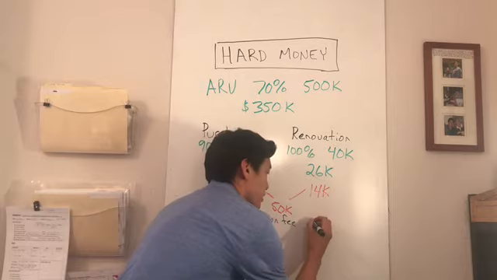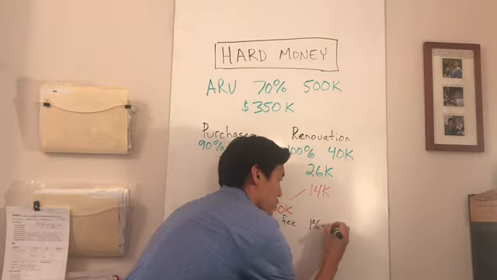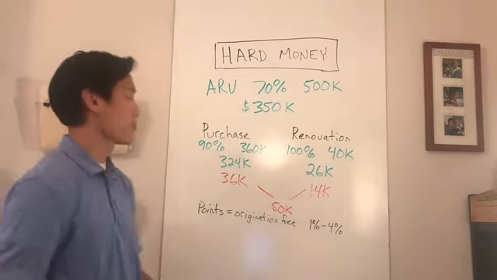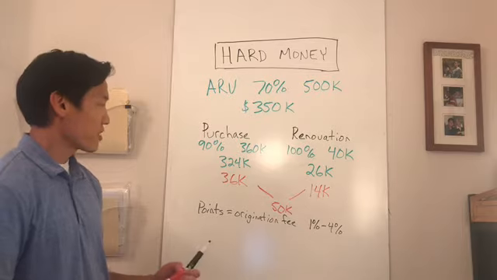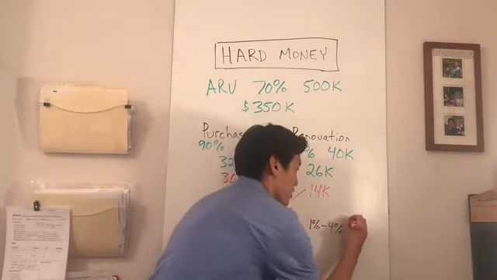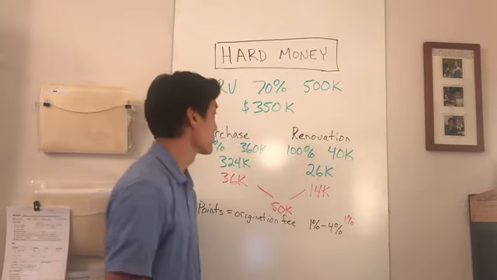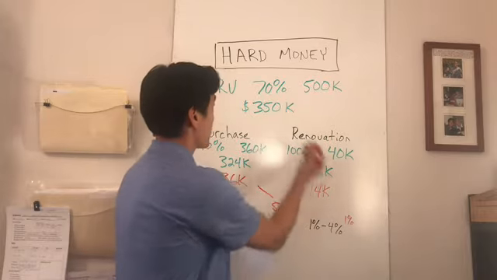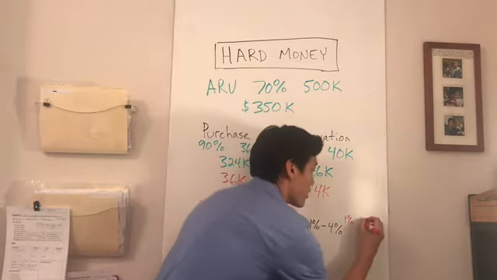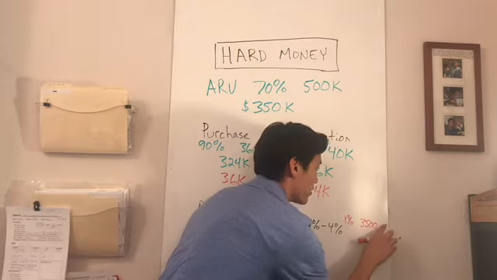So typically that could be anywhere from 1% to anywhere up to 4% that we see. So let's say, for example, on this particular loan, this lender is going to charge 1% in points. So 1% of the $350,000 that they're going to loan you is $3,500.